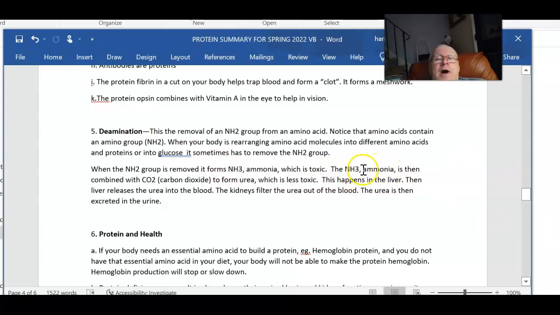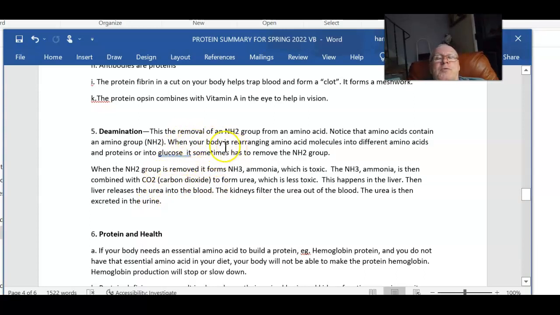It does that by combining it with CO2, carbon dioxide, the gas carbon dioxide, you've all heard of that. You breathe it out. It combines it with CO2 and forms urea, which is less toxic. This happens in the liver. Then the liver releases the urea into the blood, and then the kidneys filter the urea out of the blood, and the urea is then excreted in the urine. So make sure you got a sense of what deamination can do.